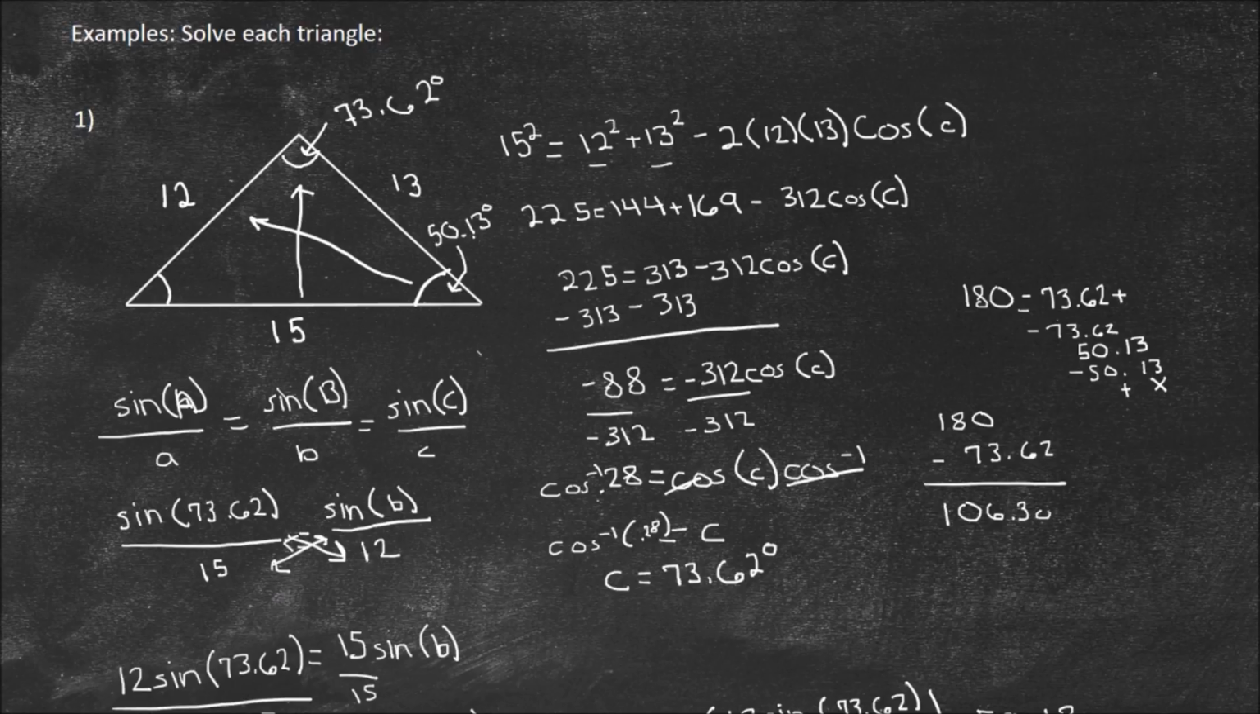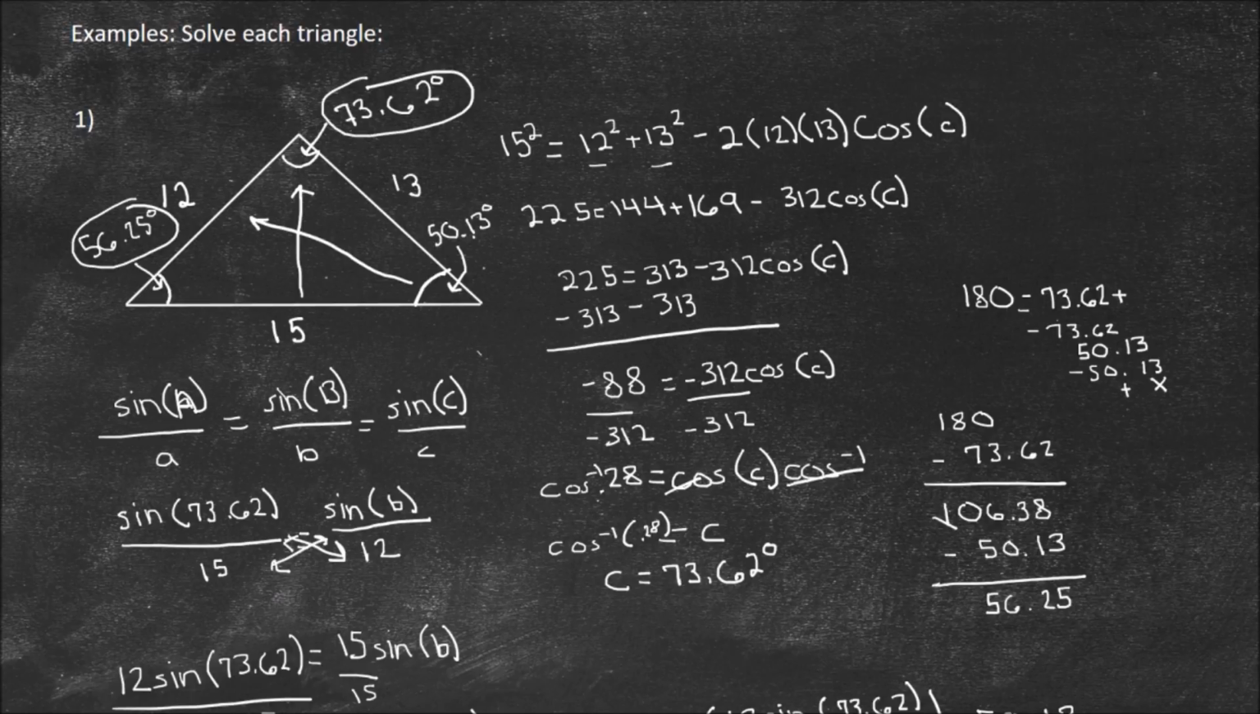Then from there, I'm just going to subtract my 50.13. I can just do this one by hand pretty quick. I'll get 56.25 degrees. So now I have found all of my angles and all of my side lengths, so the triangle is solved. I used law of cosines at the beginning, and then I used law of sines at the end to solve everything else.